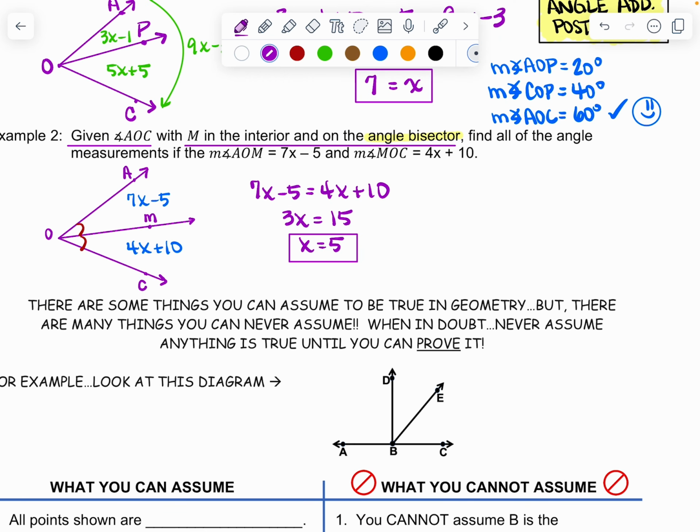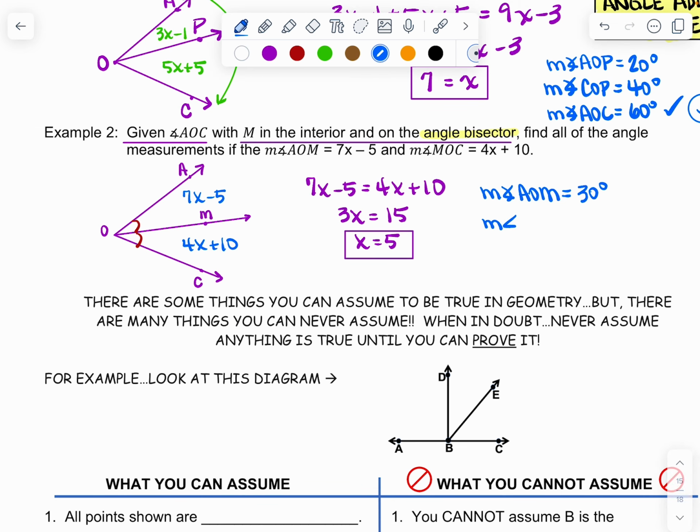And again, I'm going to plug it back in. I know it asked us to on this particular problem, but even if it didn't, I totally would. So here we go, the measure of angle AOM. Well, if I take that 5 and throw it in over here, that's going to give me 35 minus 5, so 30 degrees for the measure of angle AOM. And of course, if I've done all my math right, then the measure of angle MOC has to also be 30 degrees. But I'm not going to just assume that. The whole point is to check your math, so we're going to plug it in over there.